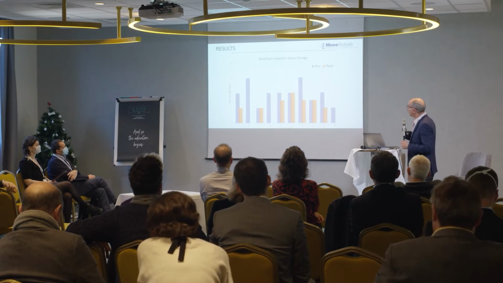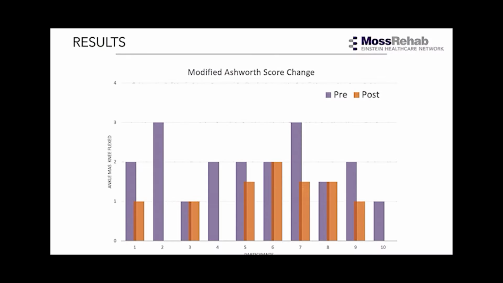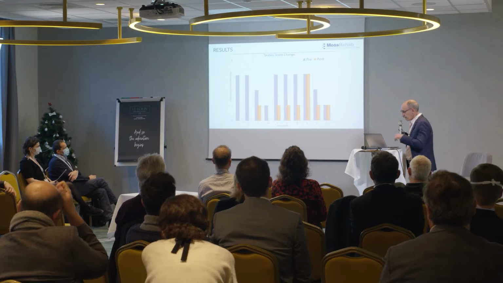Why do I say not perfect? So this is the modified Ashworth score. You could see that all of the patients showed improvement except for patient 3, who stayed the same in the post-assessment. But at least Ashworth improved in all of these patients. You can see that the Tardieu score is definitely a better way to assess these patients and improved in all of them except in case 8.